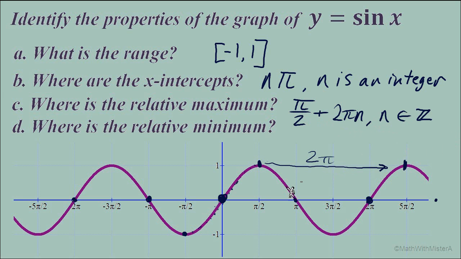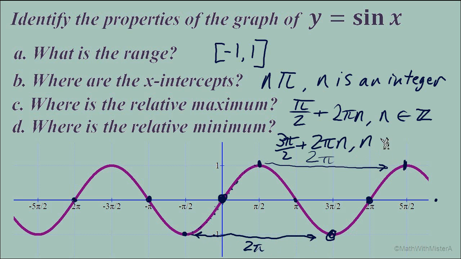Where is the relative minimum? We see a relative minimum at 3 pi over 2, and also these minimums are a distance of 2 pi units away from each other. So minimum at 3 pi over 2, and add to that any number of increments of 2 pi, or additional rotations around the unit circle. N is an integer.